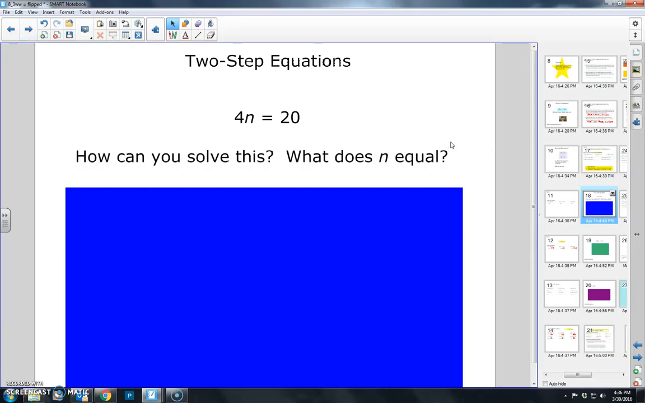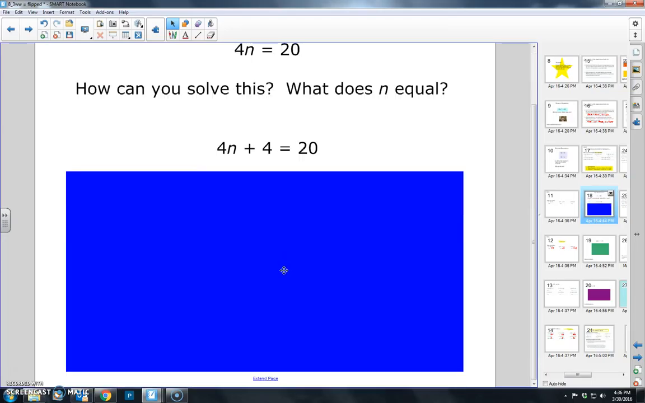4n equals t. How can you solve this? What does n equal? Nice, Jada. N does equal 5. Nice job. Okay. What if we have this now?